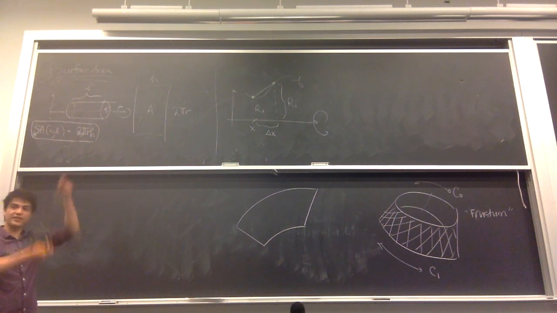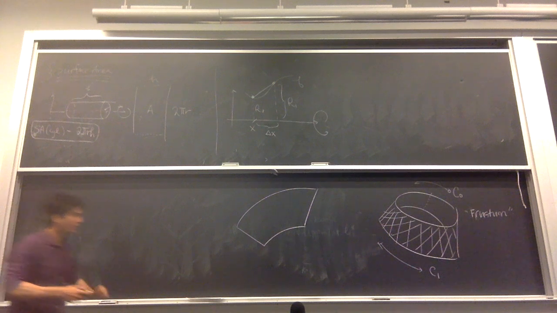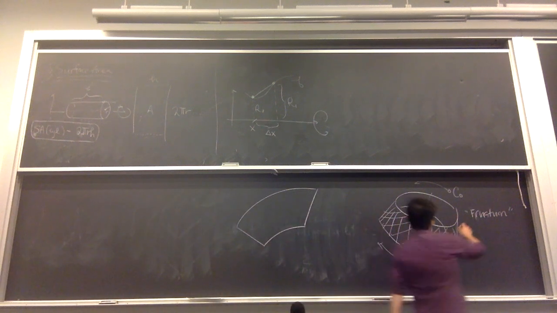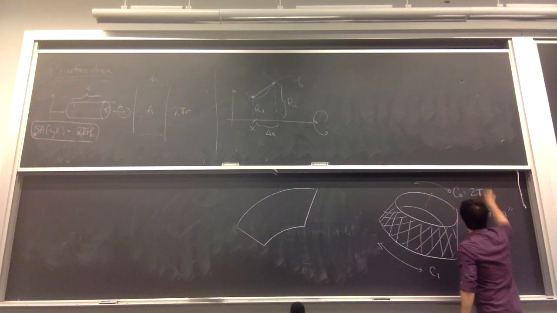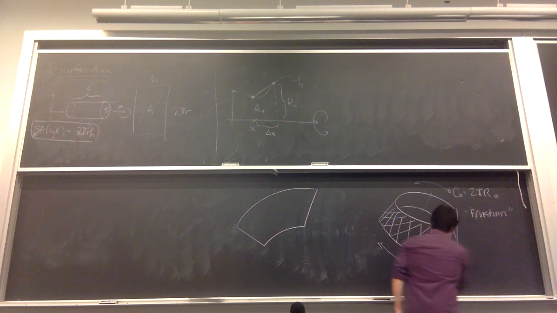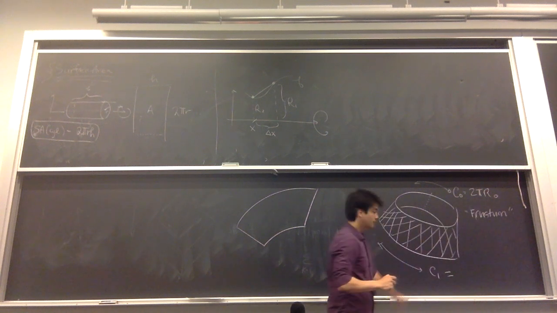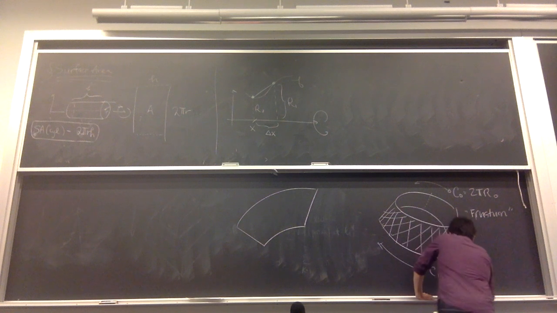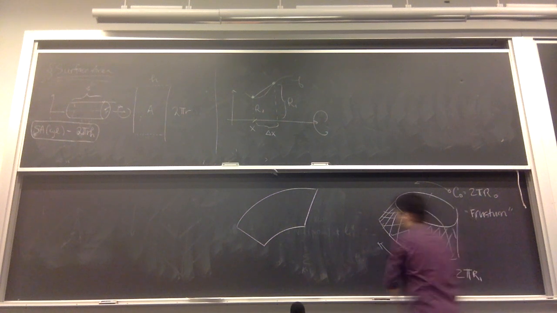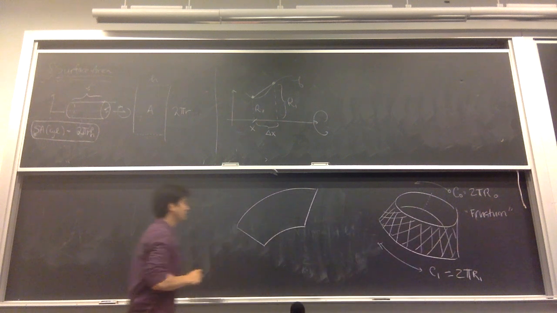Well, it has radius r naught. 2 pi r naught. What about this one? 2 pi r1. Just kind of draw it reverse.